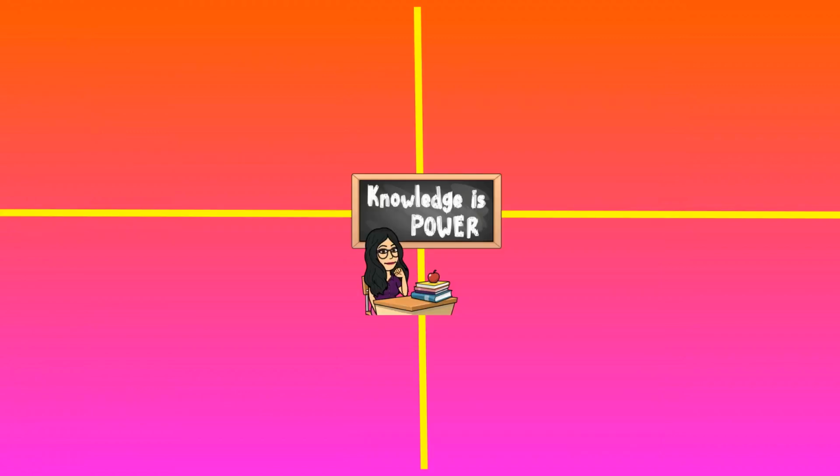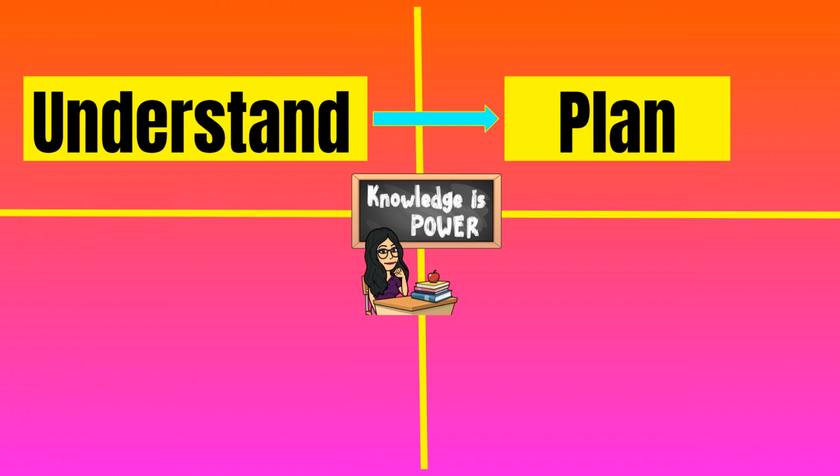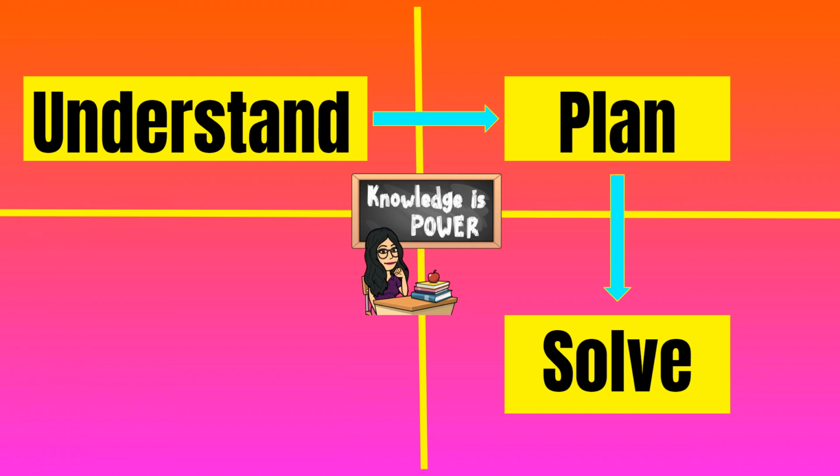UPSE is broken up into 4 quadrants. In the first quadrant, which is your first step, you must understand the problem. You analyze the given information. Next step is to plan. You need to formulate a plan, decide what strategy you want to use to solve the problem. Then you need to solve, determine, and justify the solution. The last step is to evaluate the solution.